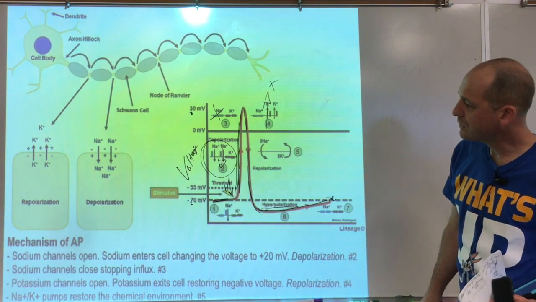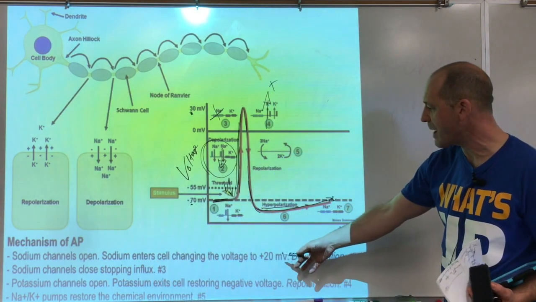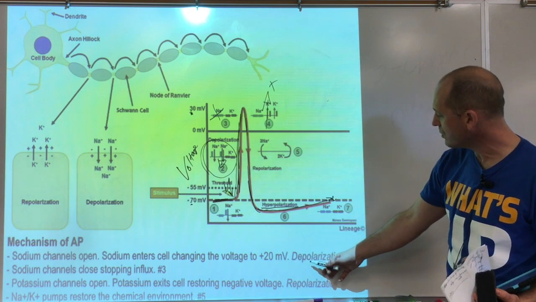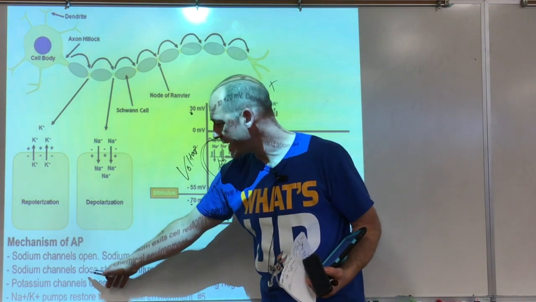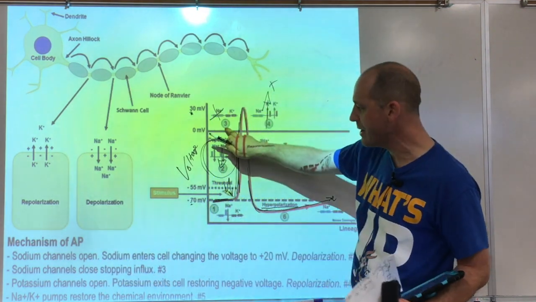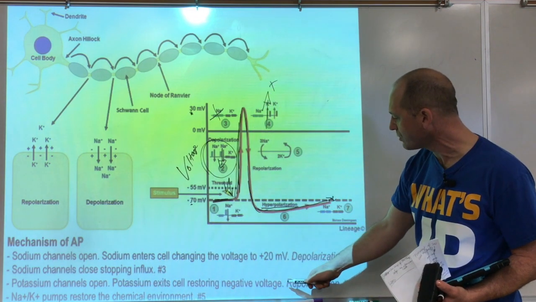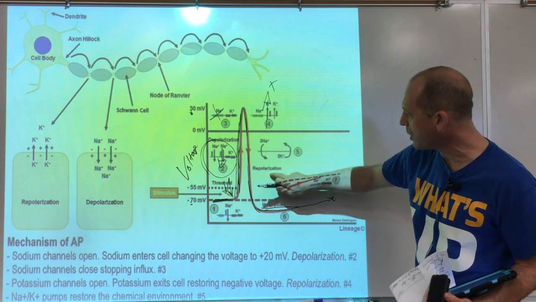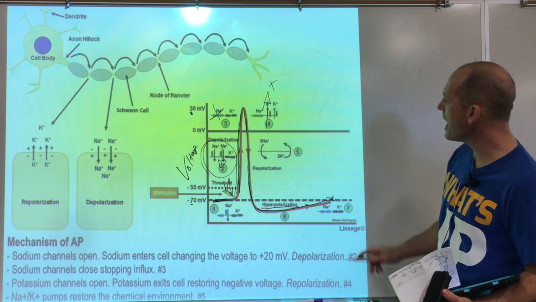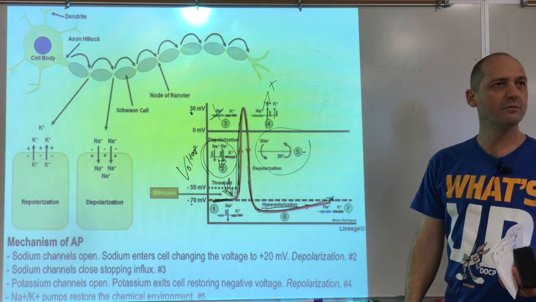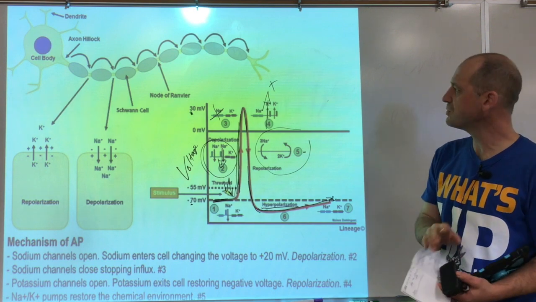So again, here, sodium channels open, sodium enters the cell, changing the voltage to about positive 20 millivolts. That's depolarization, number 2 here. Sodium channels then close, stopping the influx, that's number 3. Then potassium channels open, potassium exits the cell, restoring the negative voltage. That's number 4, repolarization. And then sodium-potassium pumps restore the chemical environment, that's number 5. So I like that graph. When I found it, I was happy, because that pretty much summarizes it.